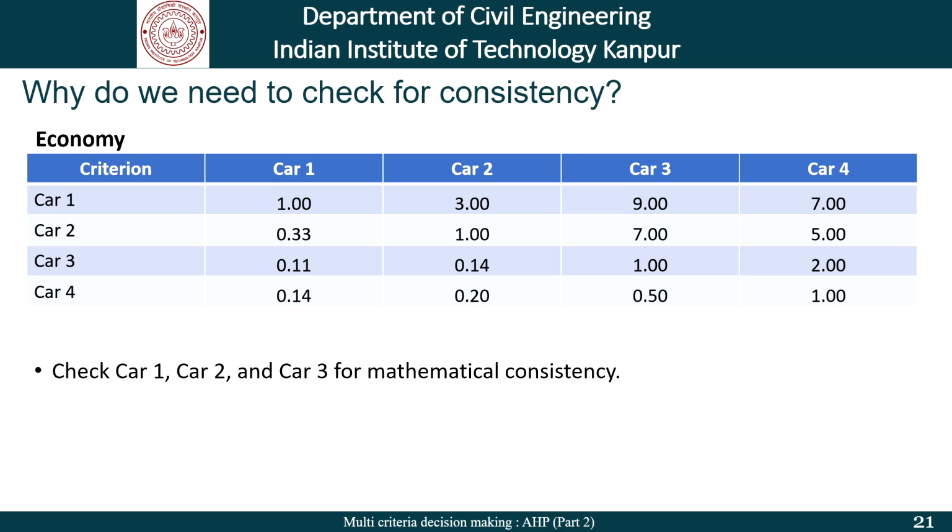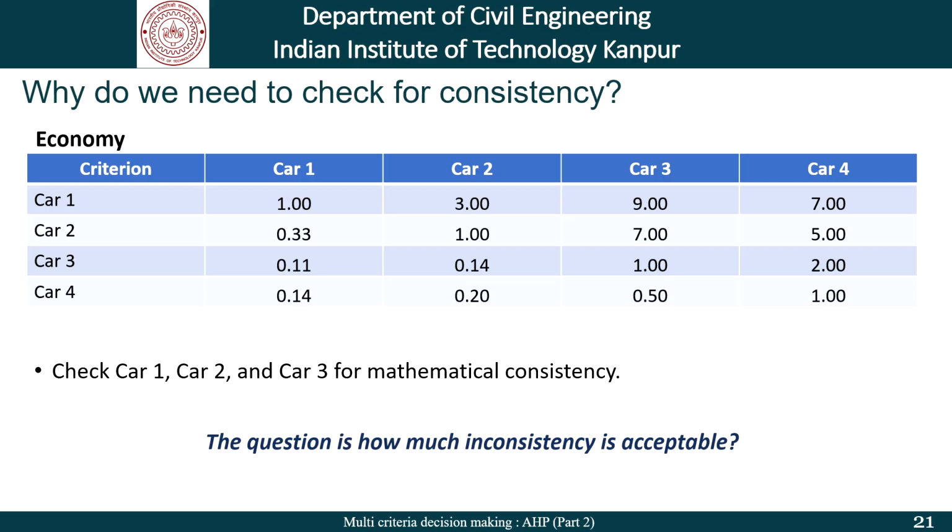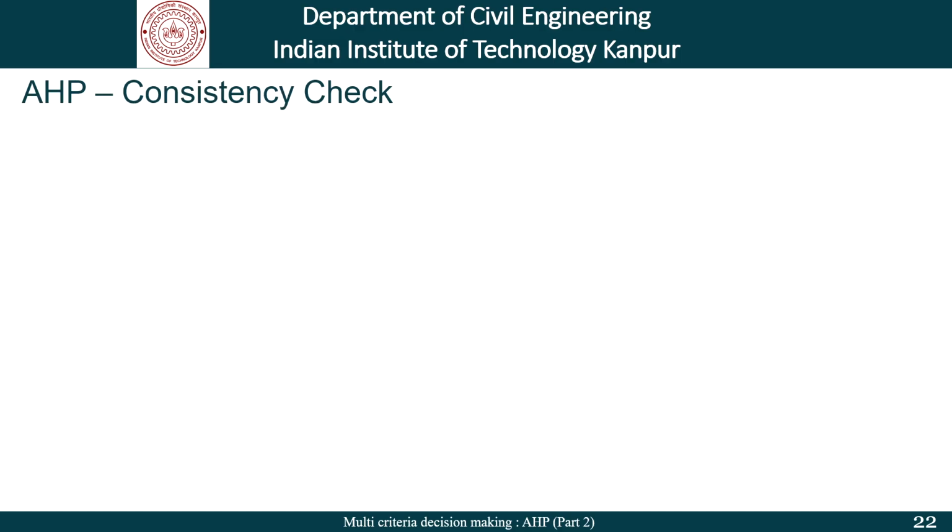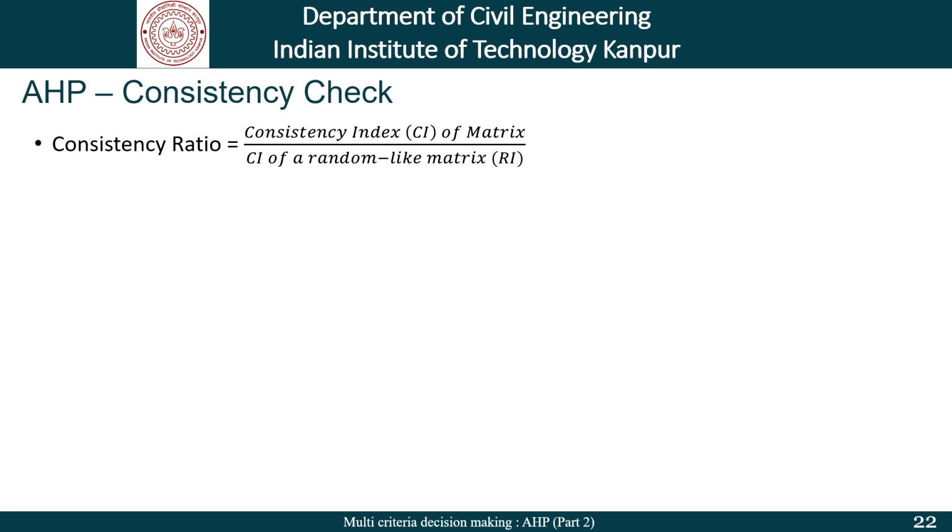You would observe that there are some mathematical inconsistencies in the way we have assigned our pairwise comparison numbers. Thus, we need to check for overall consistency of our matrix to ensure that whatever analysis we have done is fairly consistent. So, we need to estimate how much inconsistency is acceptable. Let us discuss how we do that.